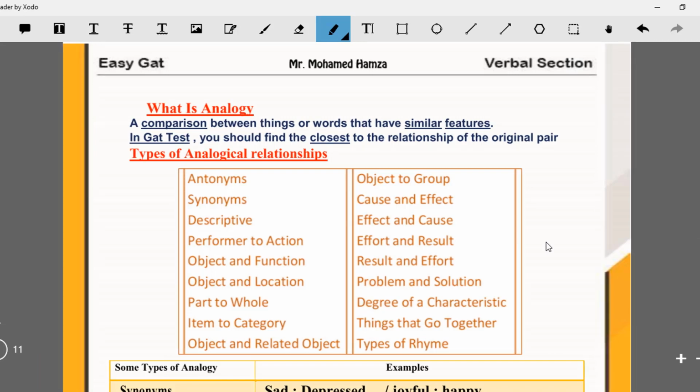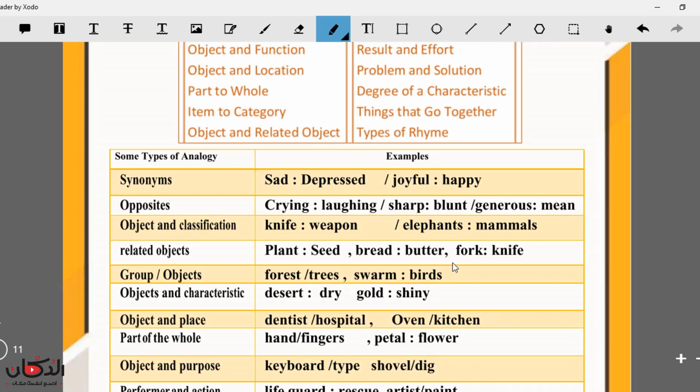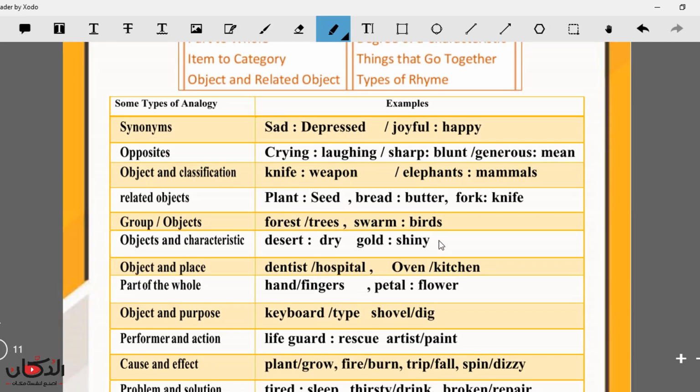The first thing is: what are the analogical relationships? There are so many analogical relationships, as you can see: antonyms, synonyms, descriptive, maybe cause and effect, part of a whole or whole to part, and so on. Let's give some examples, and then we will move to the most important part of our session, which is practice. We have more than 30 questions with answers.